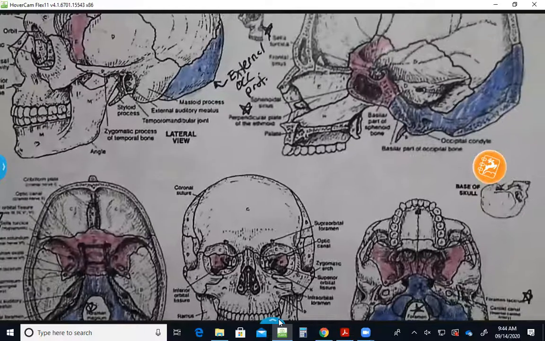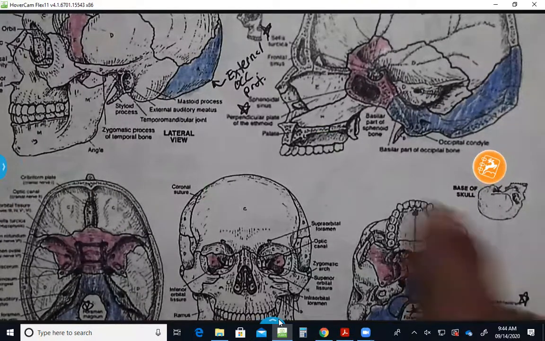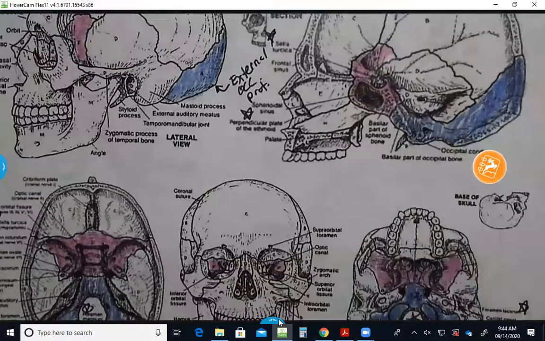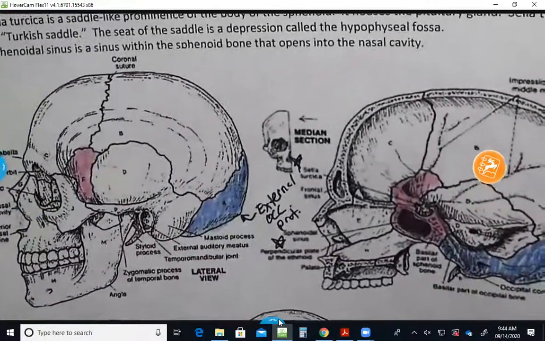A structure that hangs down from the base of our brain called the pituitary gland fits perfectly right in that little spot. And just hold it in place. There's a lot more going on with that bone, it's really pretty complicated, and I'm not going to worry about that. Any questions on either of those bones?